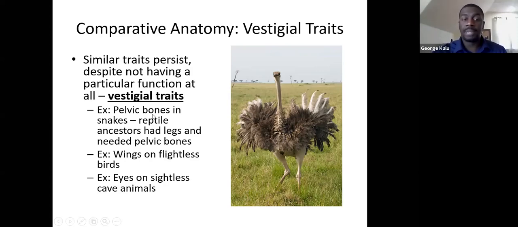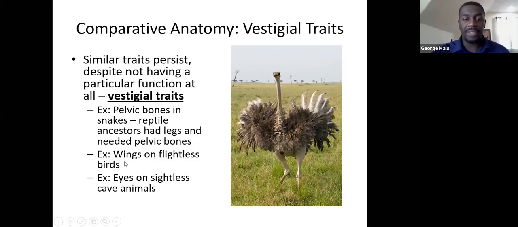Another example would be the pelvic bones in snakes. So snakes are reptiles. Reptiles are going to have pelvic bones because they have legs. However, snakes also have pelvic bones, but they do not have any legs. So the pelvic bone that they have is a result of having a common ancestor, a reptile ancestor who had legs and pelvic bones. However, snakes lost their legs, but they retained their pelvic bones, which don't have any function, because again, they don't have any legs.